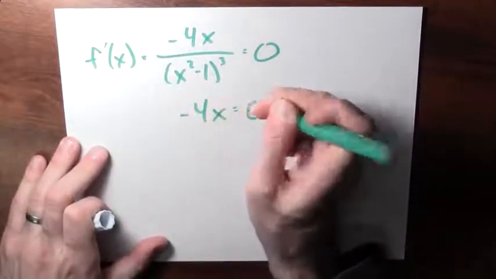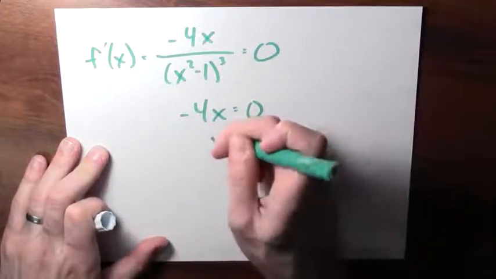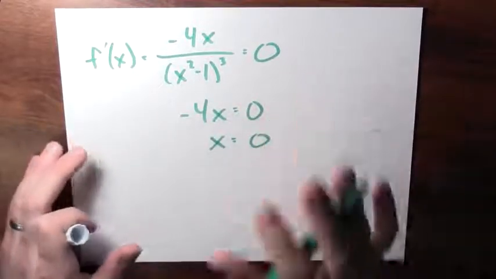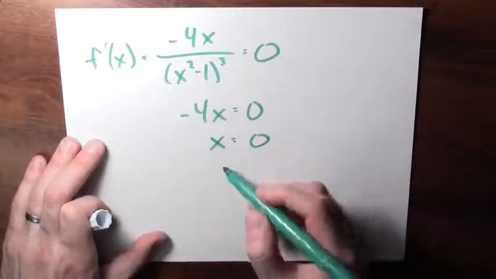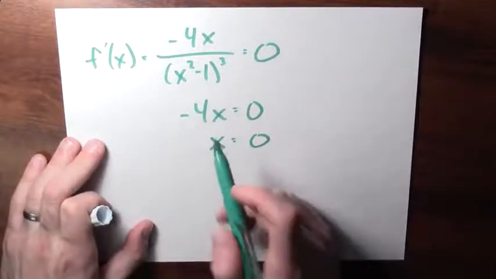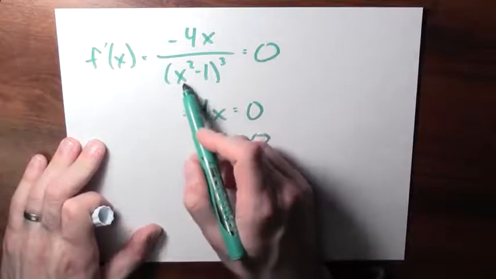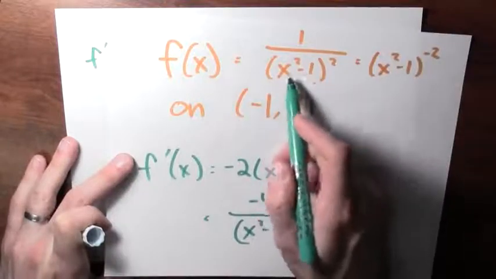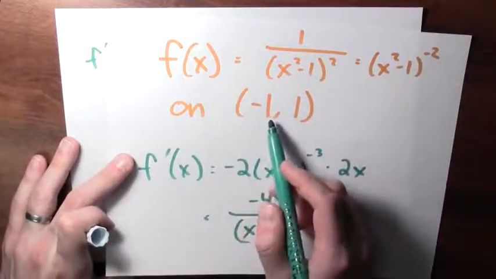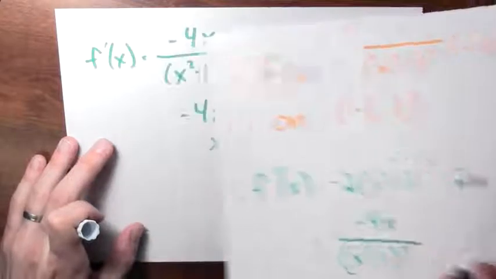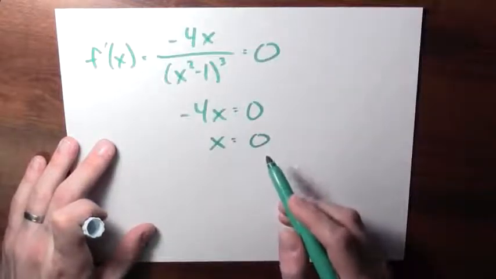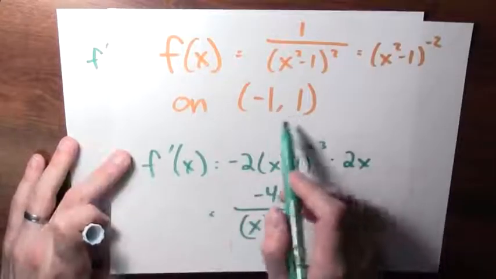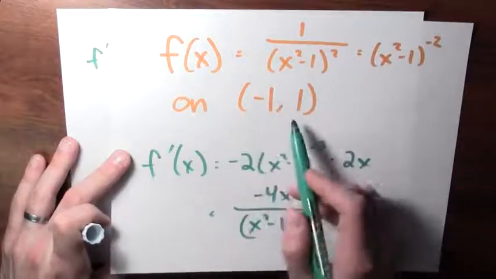So I'm really just asking, when is minus 4x equal to 0? And that's just when x is equal to 0. So the only time when the derivative is equal to 0 is when x is equal to 0. Now, the derivative doesn't exist when x is equal to 1 or when x is equal to minus 1, but the function's not even defined in that case anyway, and I'm only considering numbers between -1 and 1. So I don't have to worry about those. And I don't have to worry about endpoints because the interval that I'm considering is an open interval. So I'm just going to check x equals 0 to figure out what's going on there.